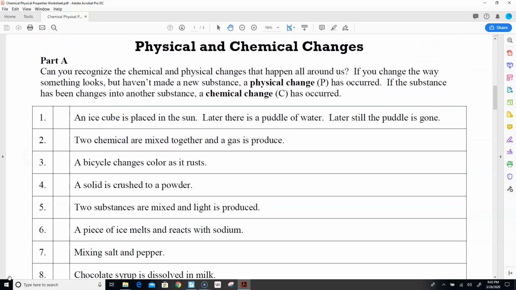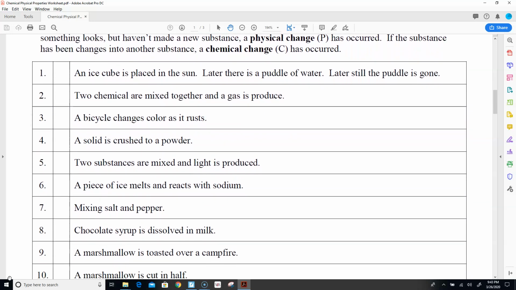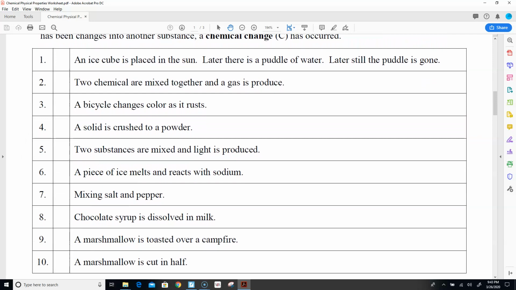Okay. This next one, we're looking at chemical and physical changes. So it says an ice cube is placed in the sun. Later, there's a puddle of water, and a little later yet, the puddle is gone. Well, that is explaining physical changes. That is just melting and evaporation. Two chemicals are mixed together and a gas is produced. This is an indicator of a chemical change. So gas being given off, that is chemical for sure, fizzing or bubbling.